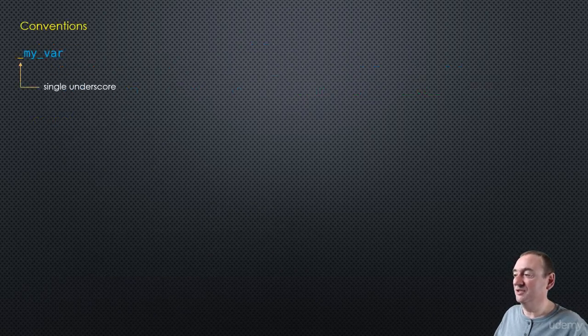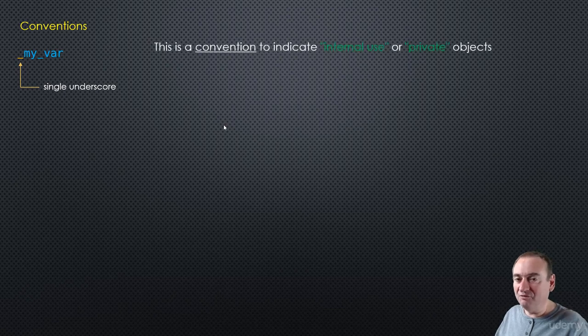So let's get to the conventions. Let's take a look at what those conventions were, the ones that I highlighted. If you have a single underscore in front of your identifier name, let's say you create a variable in a module and you name it _my_var. Because it starts with a single underscore, it is a convention that is used to indicate that this is an internal or a private object.